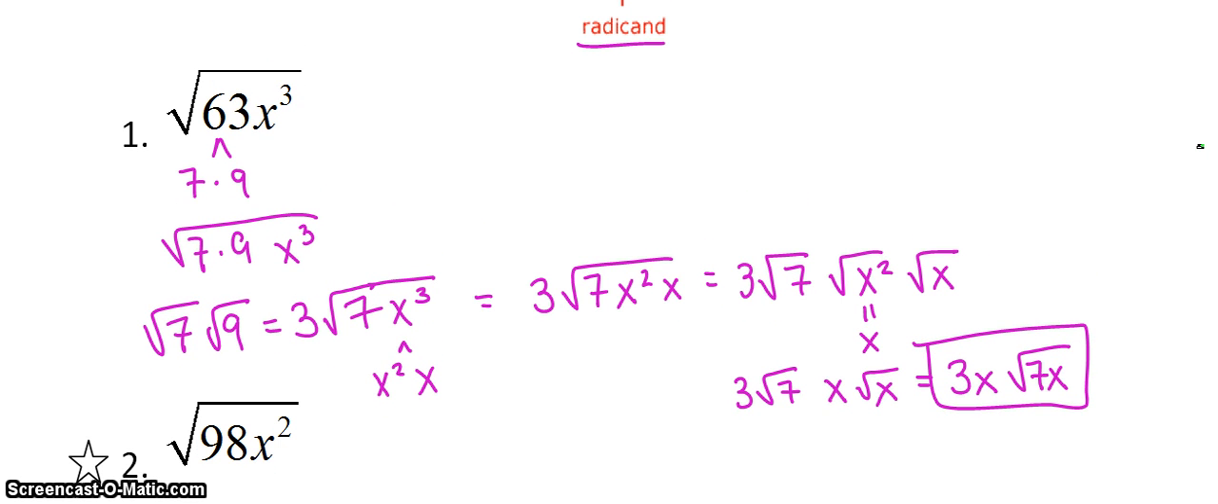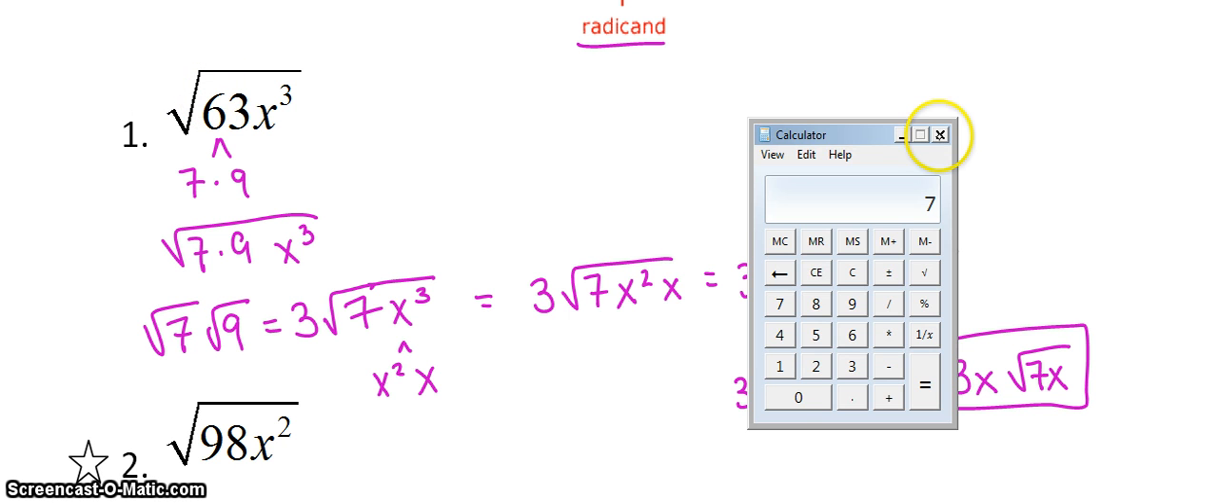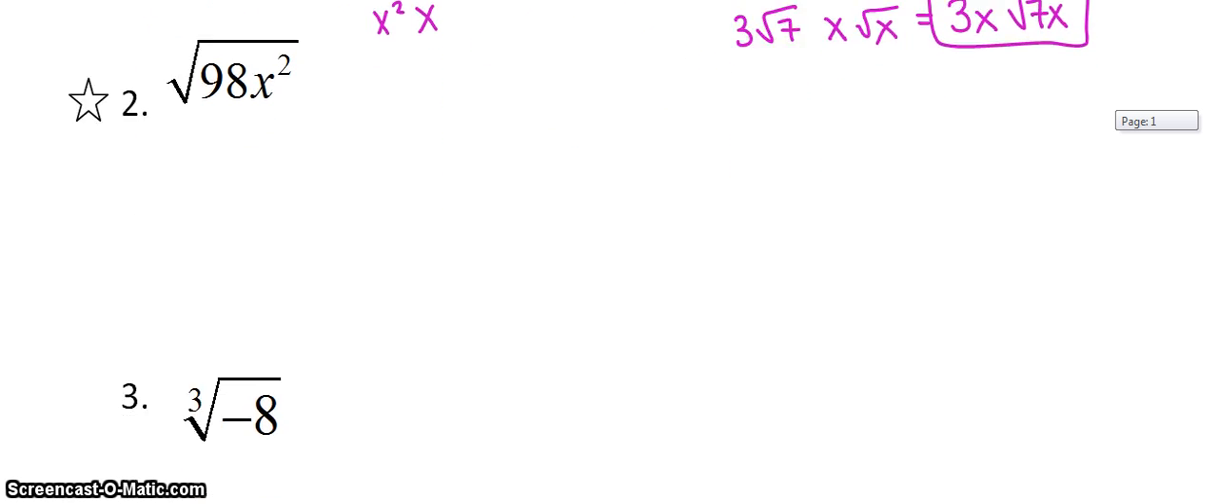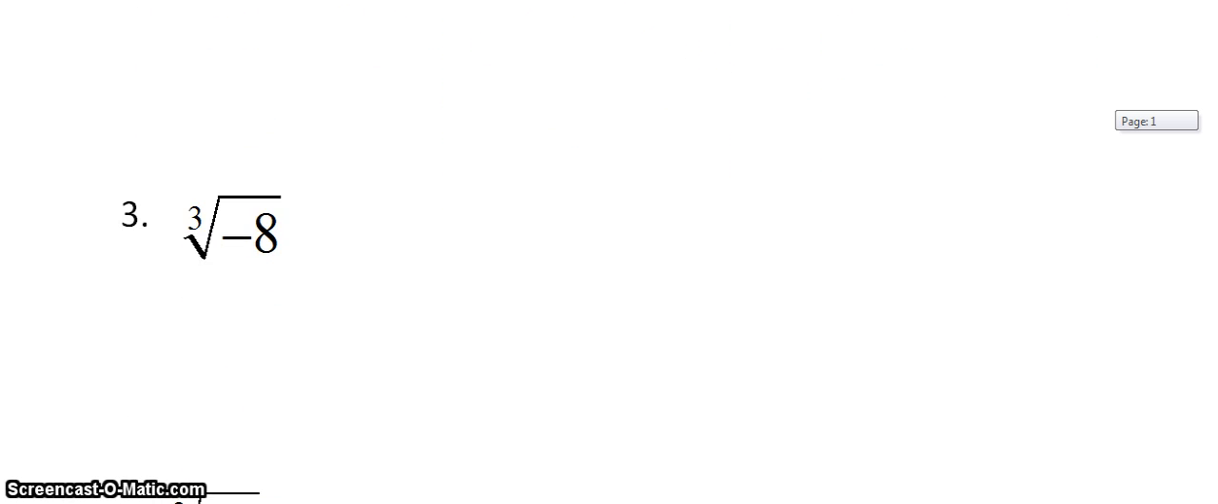So again, advice for simplifying radicals is if you can break it down into perfect squares for square roots, into something you know, it'll be easier to simplify. I'm going to let you try anything with a star on your own. Let's look at number 3.